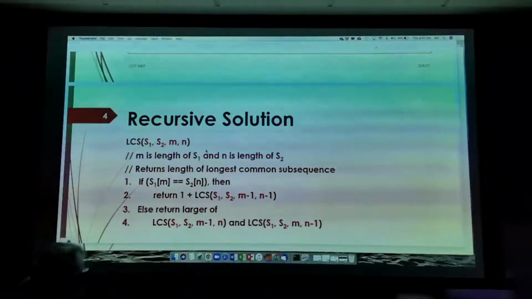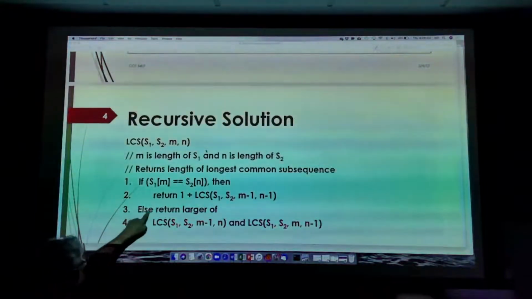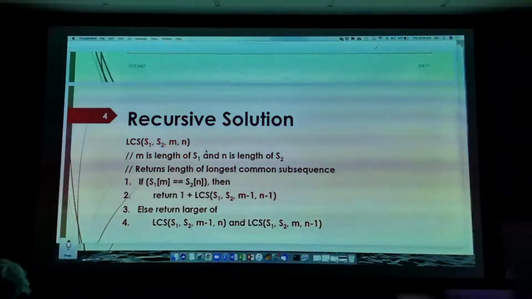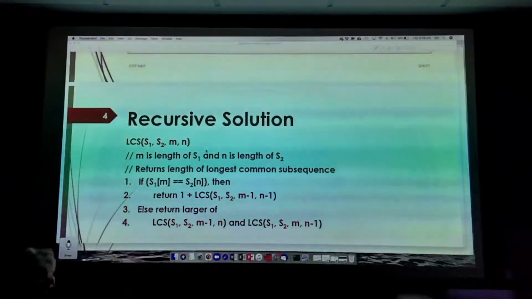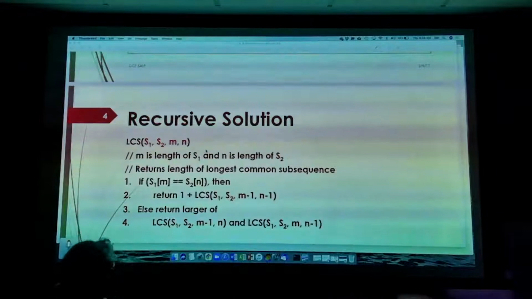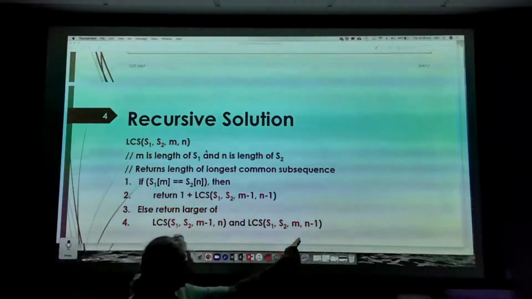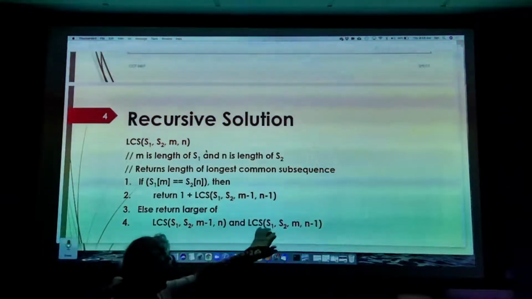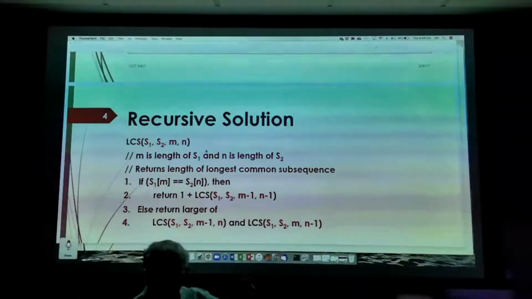Now, what happens if it's not? Because we don't know whether that's going to happen or not. If it is not, then there are two possibilities. Since the last two characters don't match, we can now reduce the problem to one of two subproblems where either we throw away the last character from S1, or we throw away the last character from S2. So we're going to call LCS recursively either with m minus 1, n or with m, n minus 1.